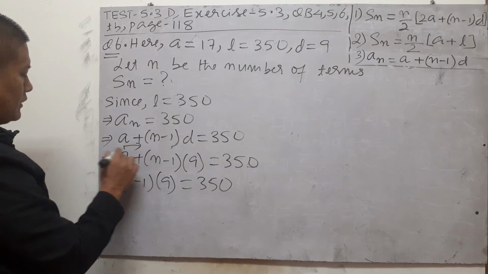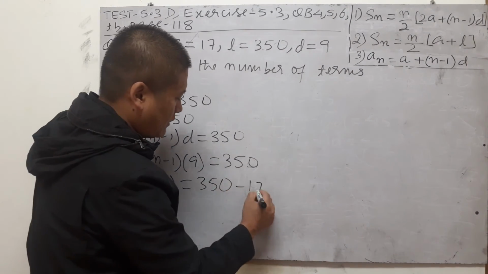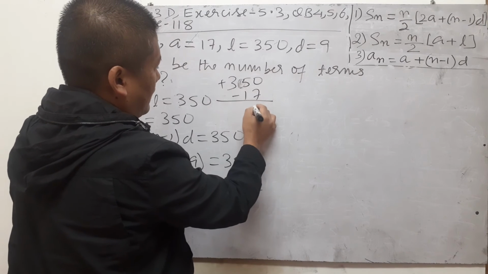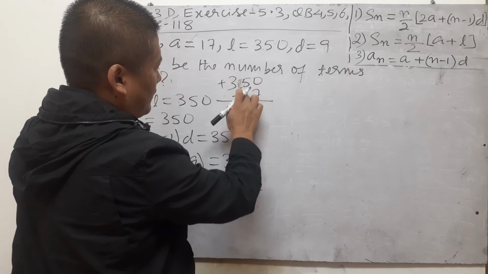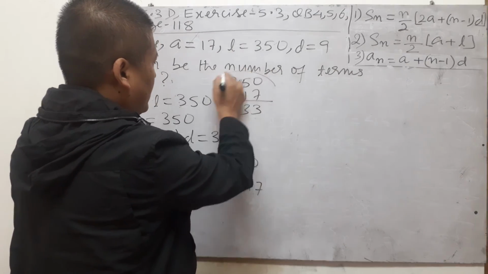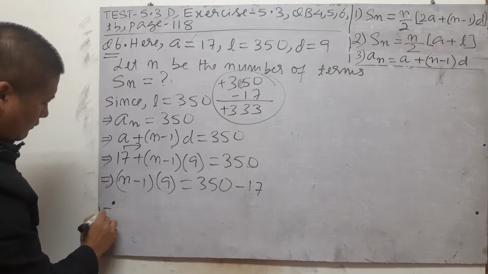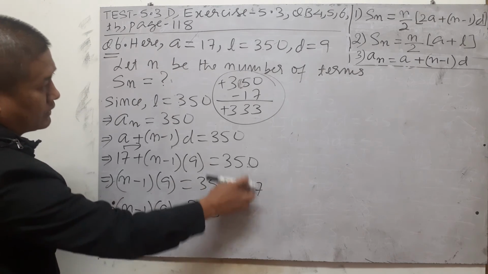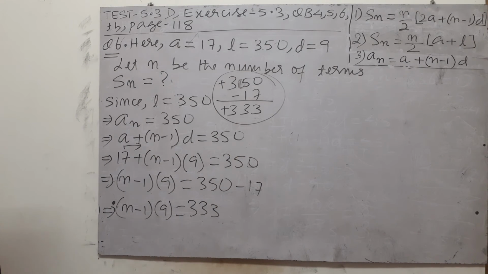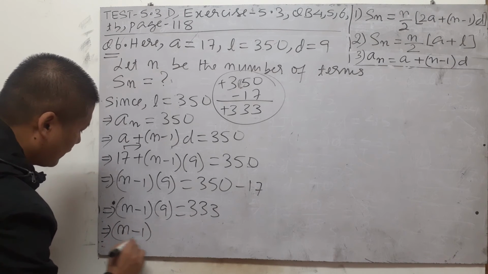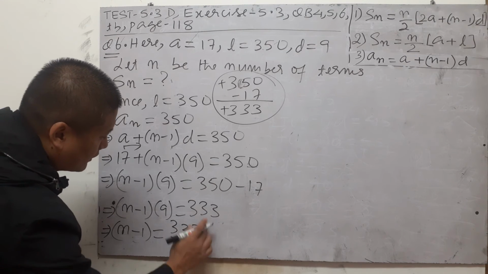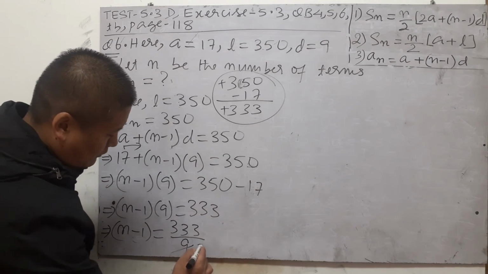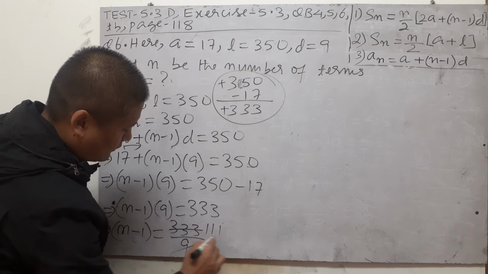If you shift this plus 17 to the right side, it becomes minus 17. So 350 minus 17 is 333. So we get (n minus 1) into 9 is equal to 333. Then take the factor n minus 1 alone and shift this 9 to the right side, where it goes to the denominator.